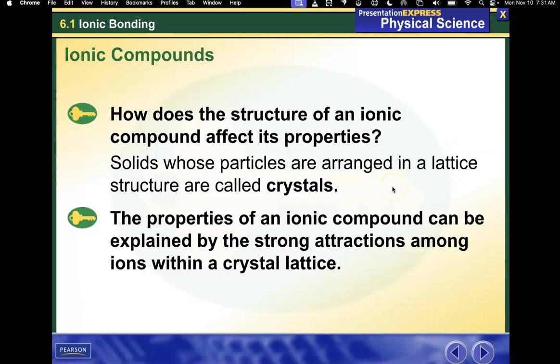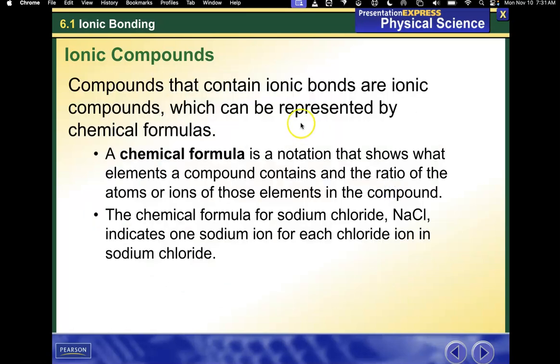How does the structure of an ionic compound affect its properties? Solids whose particles are arranged in a lattice structure are called crystals. The properties of an ionic compound can be explained by the strong attractions among the ions within a crystal lattice.